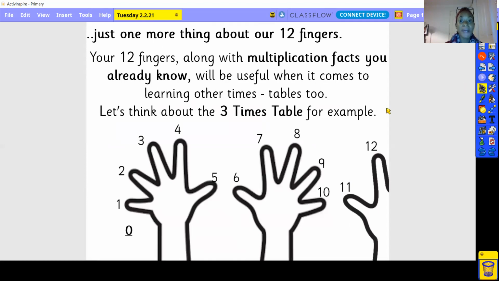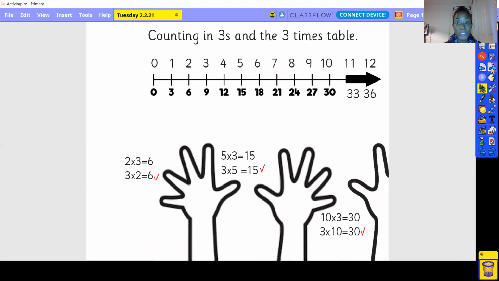Now, just one more thing about our 12 fingers. Your 12 fingers, along with multiplication facts you already know, will be useful when it comes to learning other times tables. Let's think about the 3 times table, for example. I do know some of you already know the 3 times table, which is great, along with others, but it's just an example to show you what I mean.